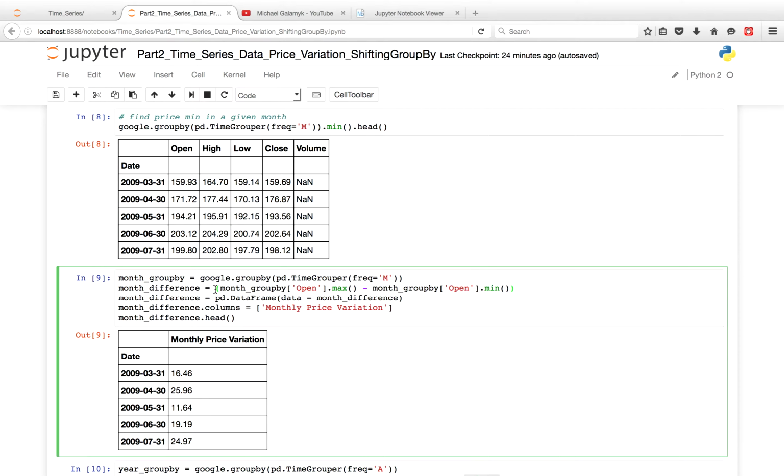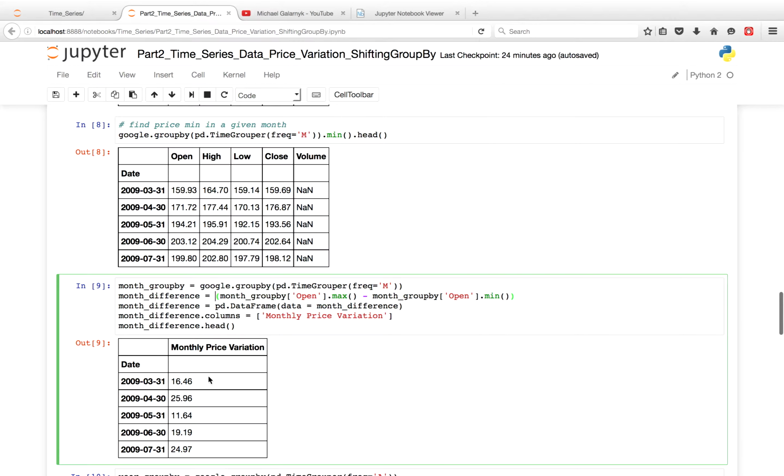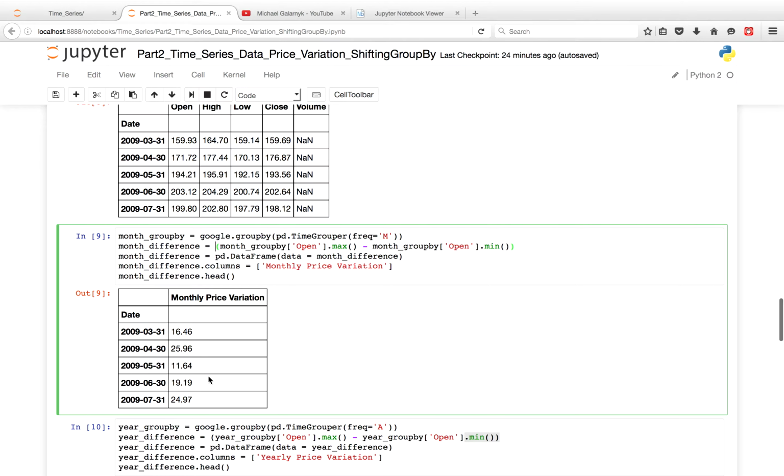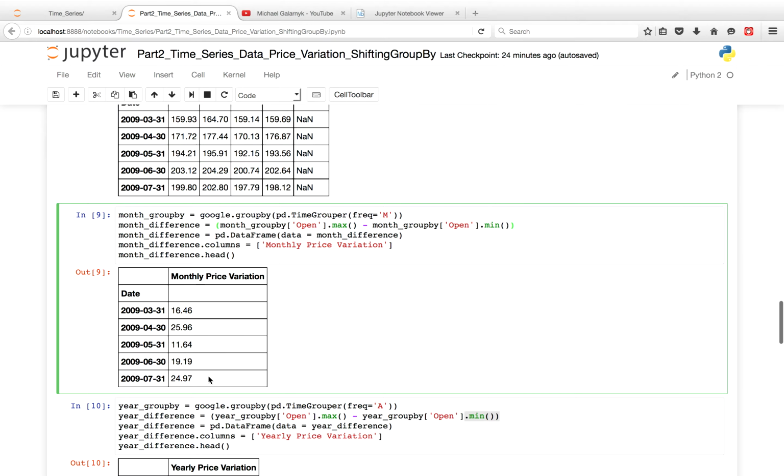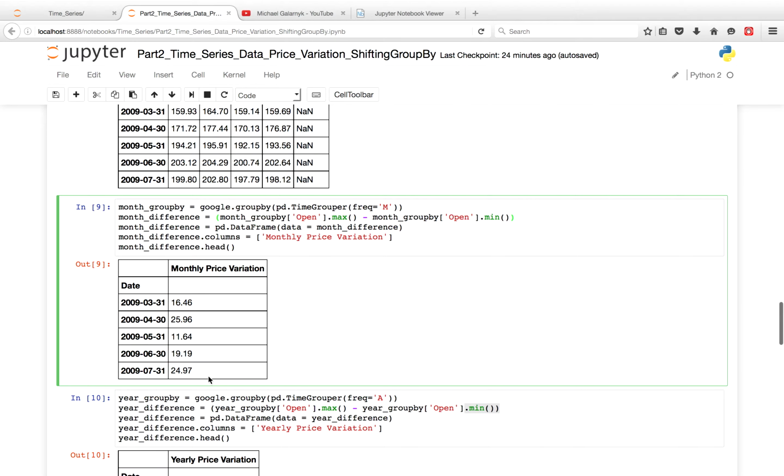So this is the resulting monthly price variation when we did the max minus the min. One thing of interest here is if the stock is growing a lot over time and you have a large amount of time, you might want to normalize this in some way to show percentage growth or something of the sort. That's something you can figure out for yourselves, and if you have any questions, I will answer them in the comments if you're curious.